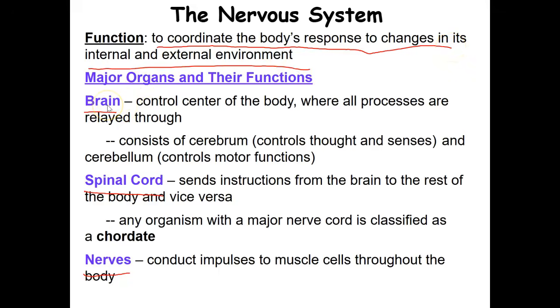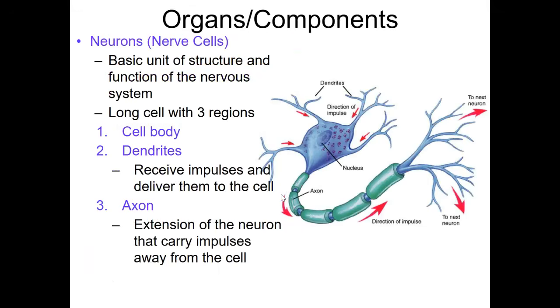Your brain is the control center of your body where processes are relayed through. That consists of your cerebrum, which controls thought and senses, and then the cerebellum controls motor functions. The spinal cord sends instructions from the brain to the rest of your body. And your nerves conduct impulses to muscle cells throughout your body.